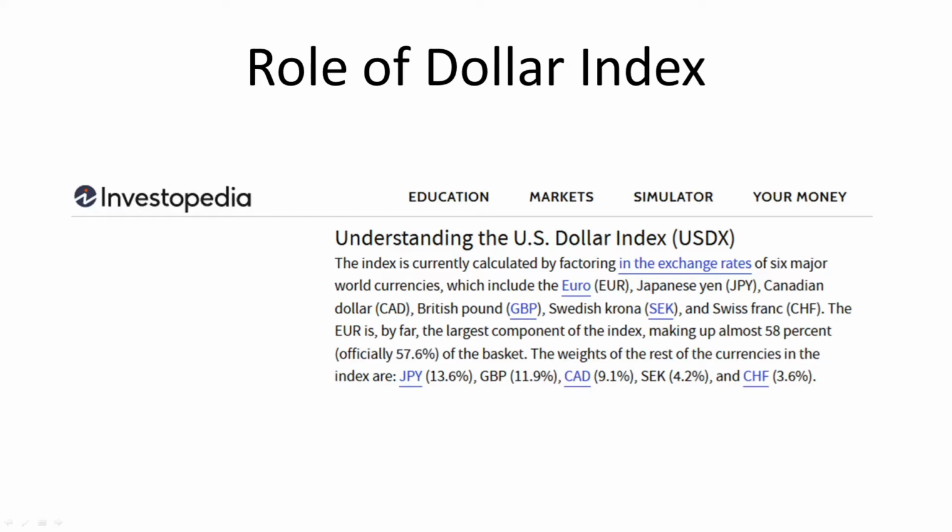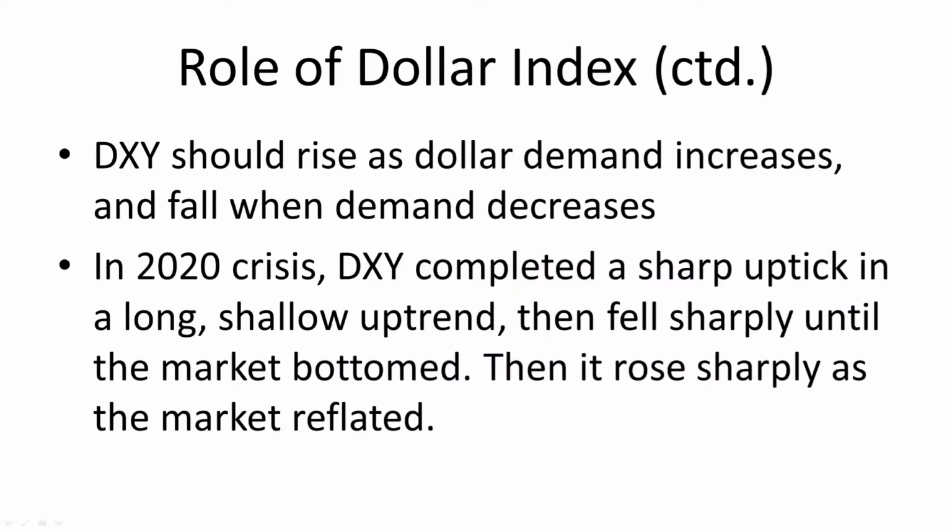And so when you're looking at the dollar index, it's looking at how much the dollar is worth versus other currencies. Another way to look at the dollar index is, when people want dollars, or when the demand for dollars increases, then the dollar index should go up. If the supply decreases, the dollar index should go up. And likewise, if the dollar demand falls, if people are fleeing the dollar, then you would expect the dollar index to go down.